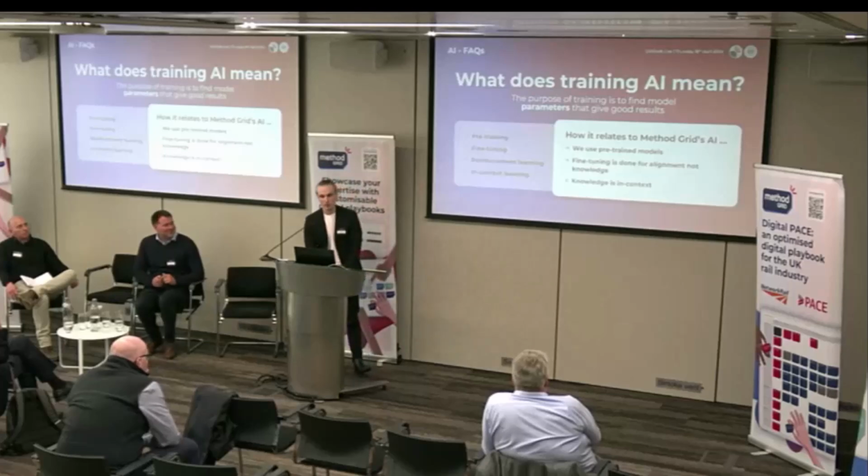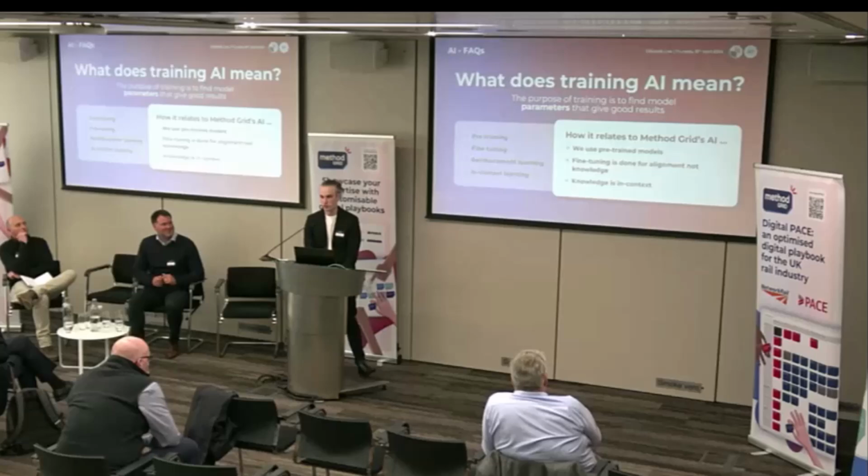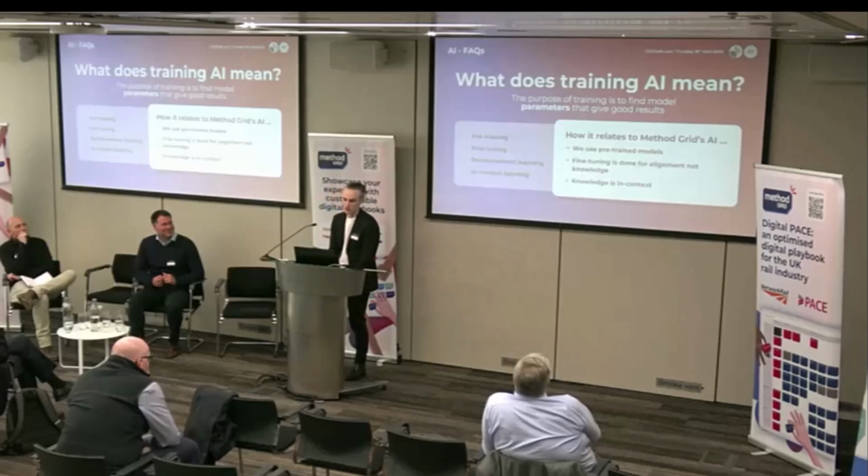The next term that often gets used and misused quite a lot is training. When we talk about training AI models, I mentioned before, all of this is numbers. Within a model, you have a bunch of parameters, which are just numbers. To give you an idea of how many numbers we're talking here, ChatGPT version 3.5 had 175 billion parameters. So there's 175 billion different numbers that control its behavior.